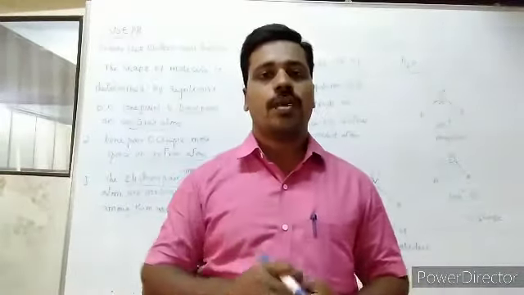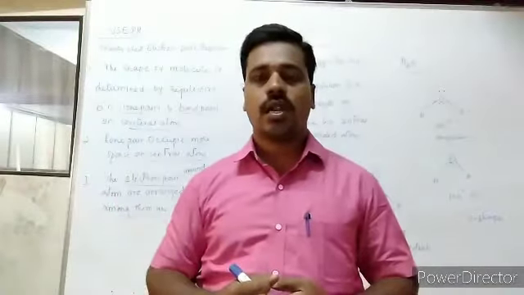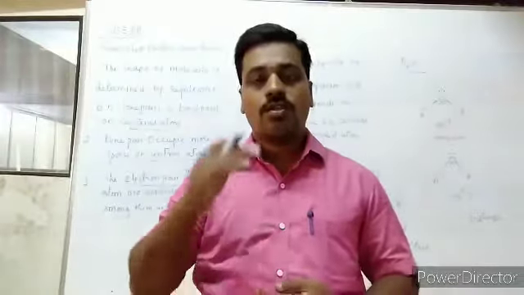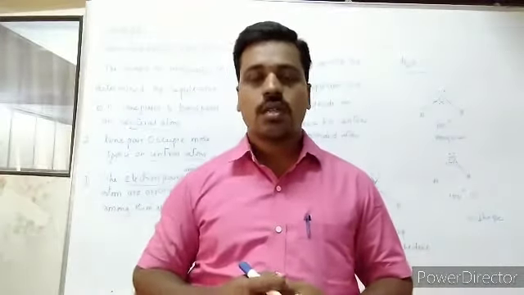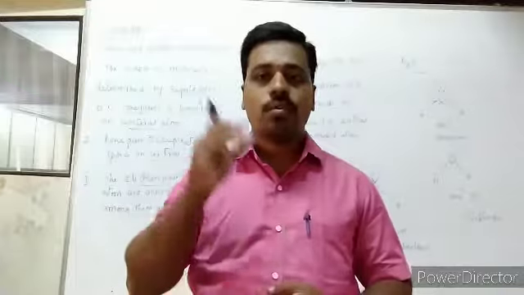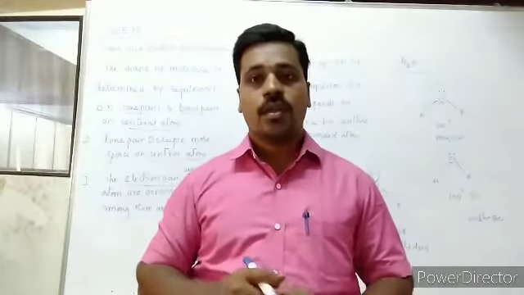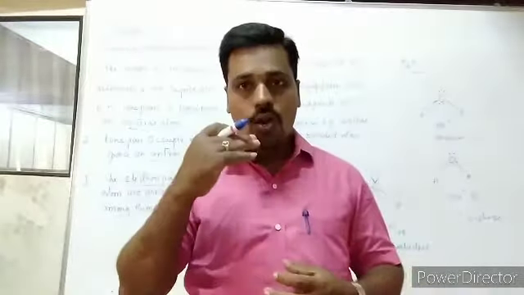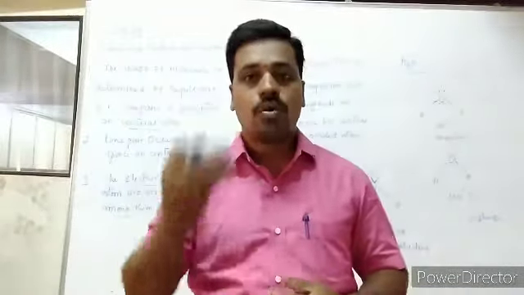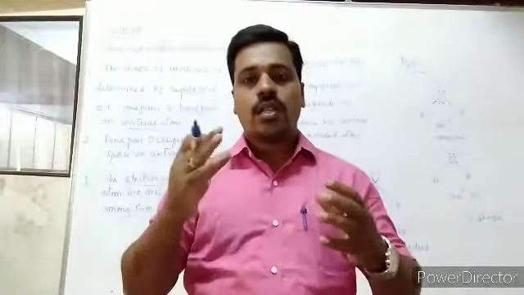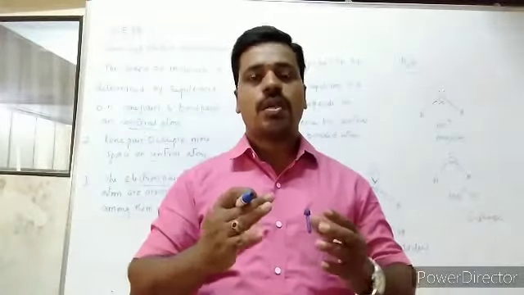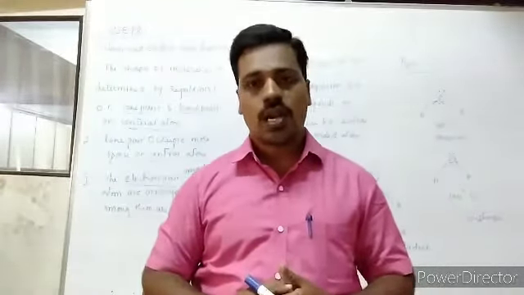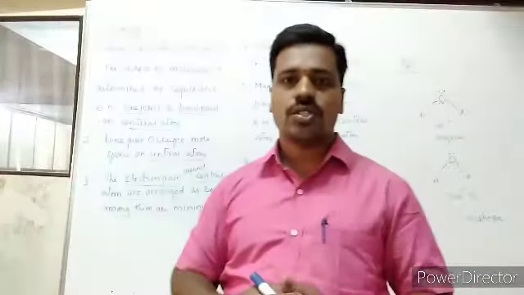Bond pairs and lone pairs are present on the central atom. Among bond pairs and lone pairs, which occupies more space? Lone pairs will occupy more space on the central atom. The third postulate explains that even though lone pairs occupy more space, the repulsions between them must be minimum, and they are arranged on the central atom like that. So that is the third postulate.